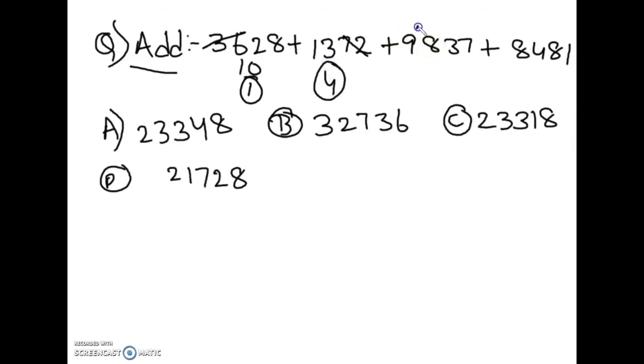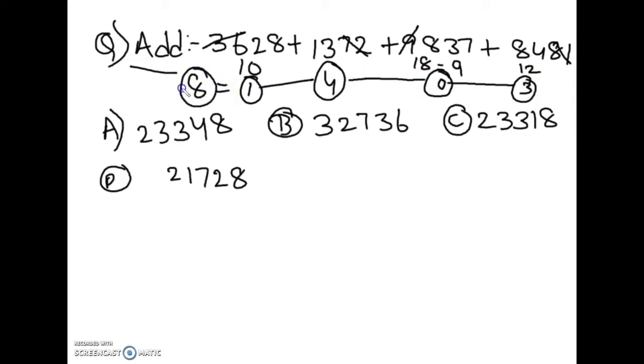The third number, 9, is gone. The sum of the remaining 3 numbers is 18, and the digital sum is 0 again, because the sum is 9. In the last one, 8 plus 1 is gone, the digital sum of 8 plus 4 is 12, and the final digital sum is 3. So the sum of all the digital numbers that I have is 8. So even in the options, I need to get the digital sum as 8.